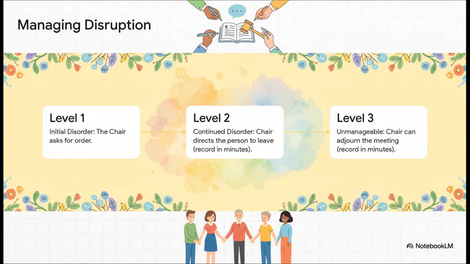Now, for those more challenging situations that go beyond simple disagreement into actual disruption, there's a very clear 3-level protocol. This isn't about punishing people. It's about protecting the process and making sure there's a safe and respectful environment for everyone. Each step is deliberate and has to be recorded in the minutes for total transparency.